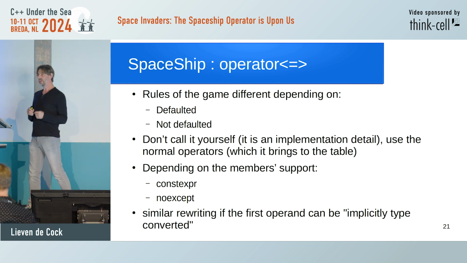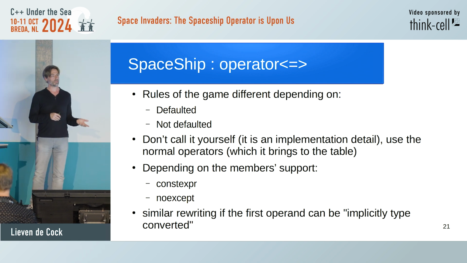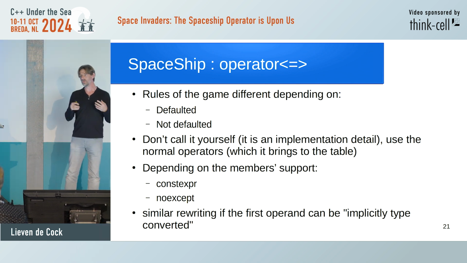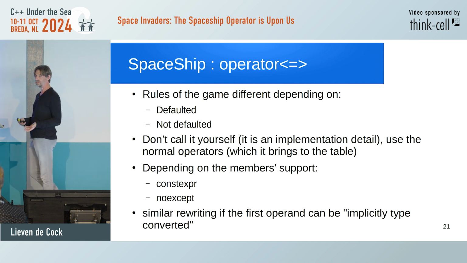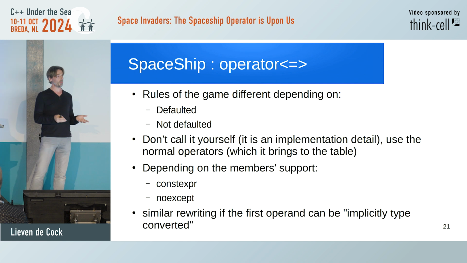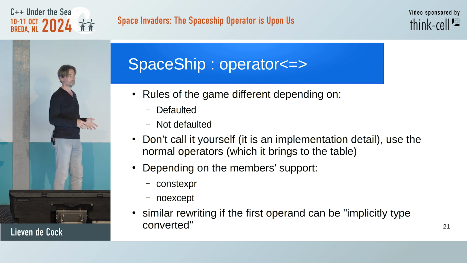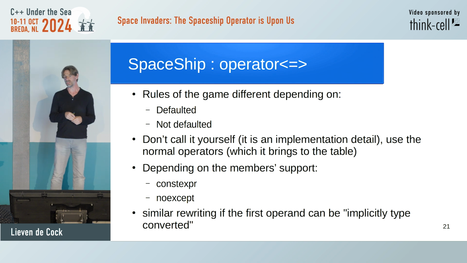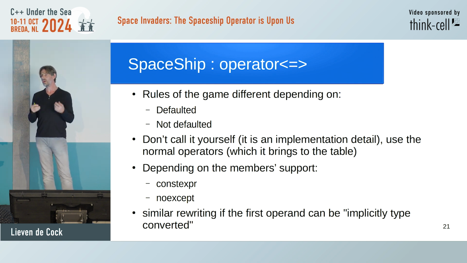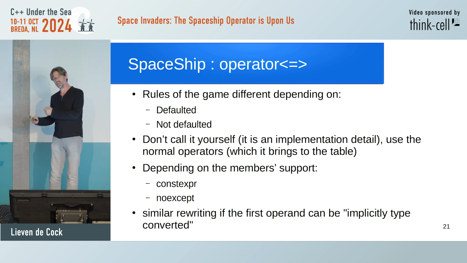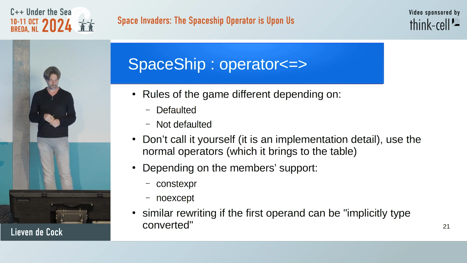The spaceship operator, don't call it yourself. So don't say A <=> B, don't do that. Use the regular 6 operators we know of. The spaceship operator is an implementation detail. There will be a moment where we see that we explicitly are going to call the spaceship operator, but that's at the moment we are implementing the spaceship operator. Then it makes sense that you call the spaceship operator.